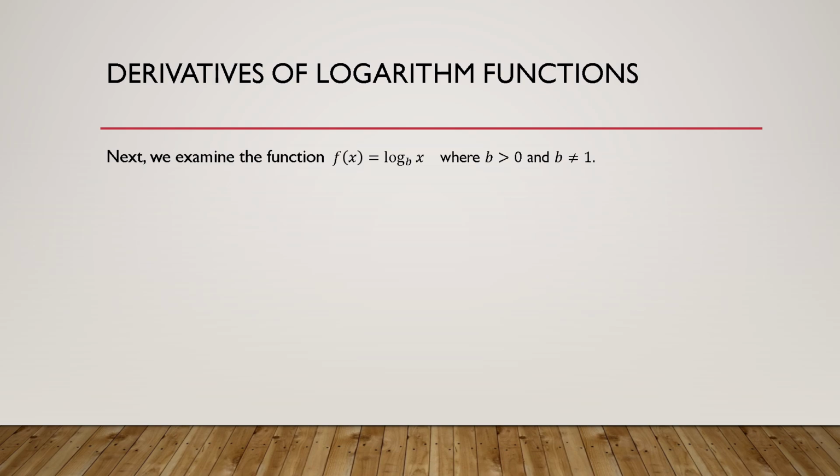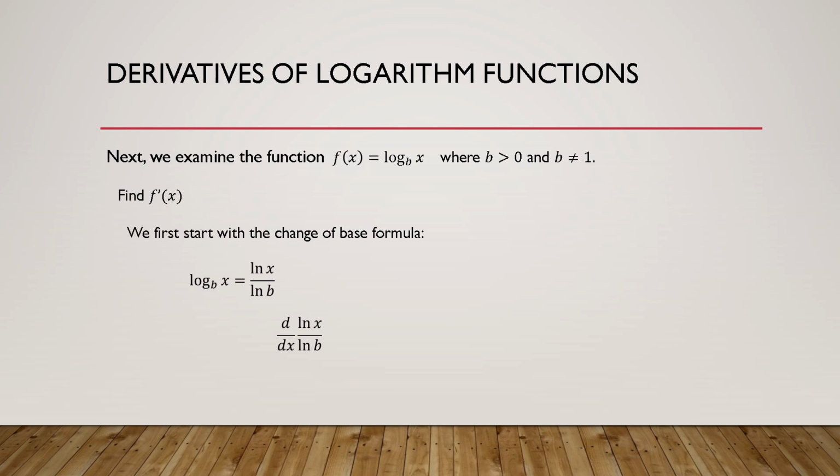Next, we examine the function f of x is equal to log base b of x, where b in the function must be greater than 0 and not equal to 1, and we try to find the derivative. We first start with the change of base formula, log base b of x equals natural log of x over natural log of b. Since the natural log of b is a constant, we can pull it out. So d/dx of the natural log of x over the natural log of b equals 1 over ln b times d/dx natural log of x. d/dx of the natural log of x equals 1 over x, so the derivative of log base b of x is 1 over x times the natural log of b.